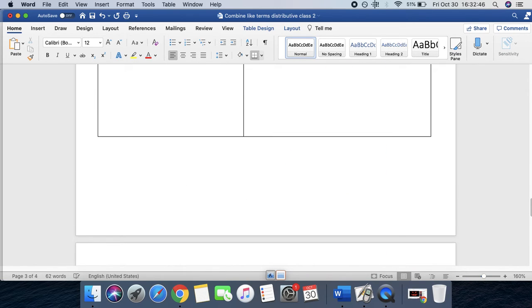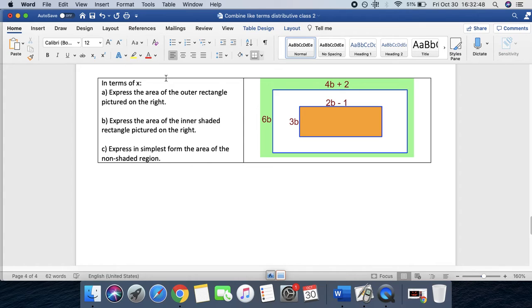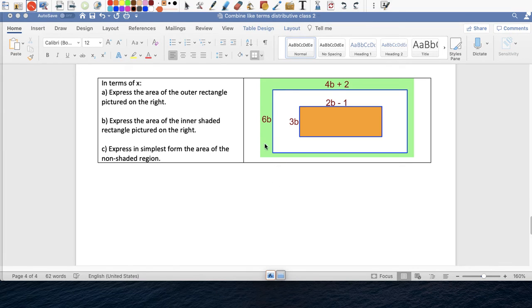Here we go. So express the area of the outer rectangle, a picture on the right. So the outer rectangle is the big rectangle, right? And how do we find the area of a rectangle? We multiply the width times the length, right? So we're going to be multiplying.